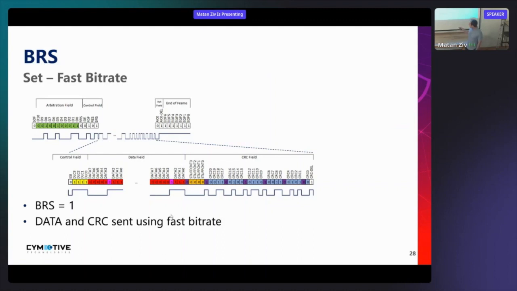Now, if we were to look at the bus using an oscilloscope or a logic analyzer, we will see that from this stage on, the bits are actually sent more squished together.